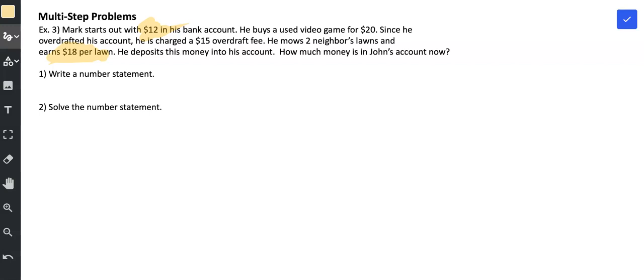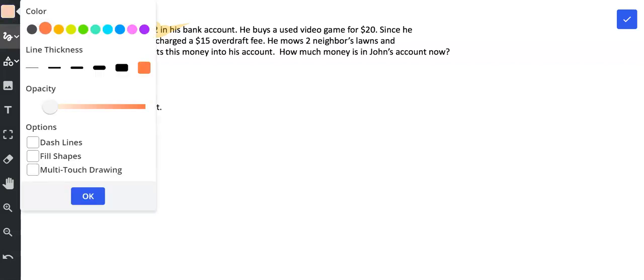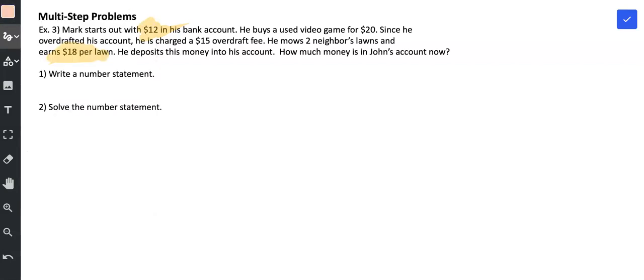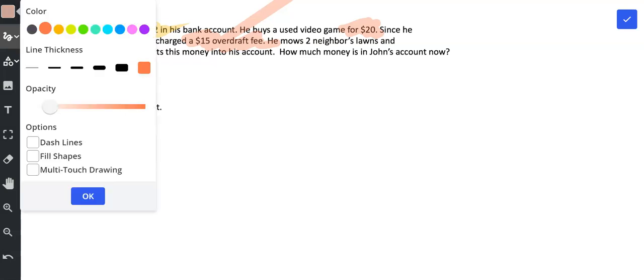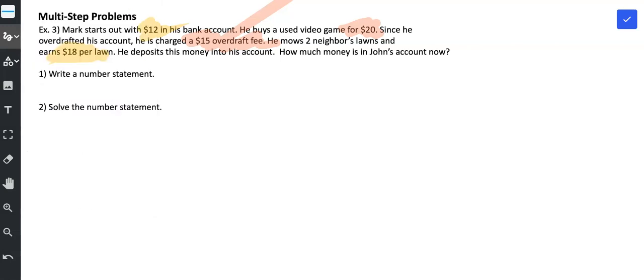Okay, so I'm going to go over to the red, and I'm going to mark our 2 red items. So he buys a used video game for $20. That's a negative. And then he's charged a $15 overdraft fee. That's also a negative. So now I can come down here and change the highlighter to the normal writing, and I'll make that darker, and then I'll choose a different color besides yellow and red.